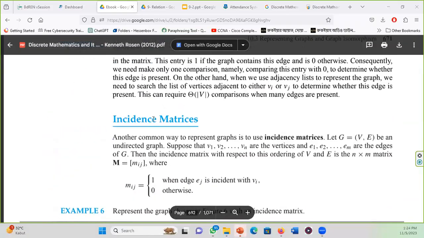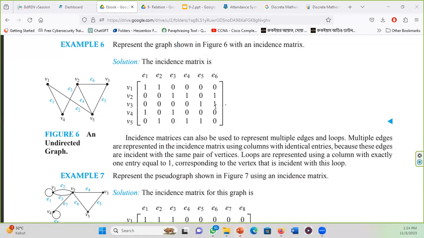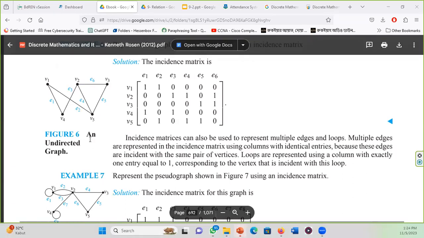Okay, that's all for today. So do you have any confusion regarding this discussion? Any confusion? No, sir.